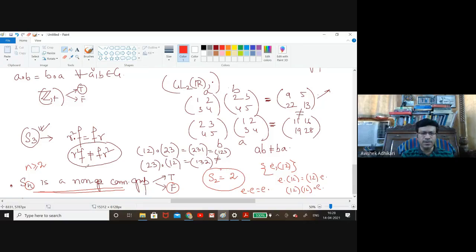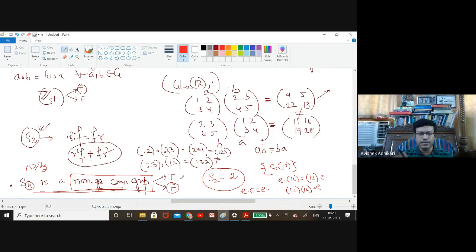But if n is greater than or equal to 3, then suddenly this is always non-commutative. So for any n greater than or equal to 3, Sn is always a non-commutative group. But if it is greater than or equal to 2, then S2 is commutative. As a result, the statement will be false. So these minor points play a very important role in competitive exams.